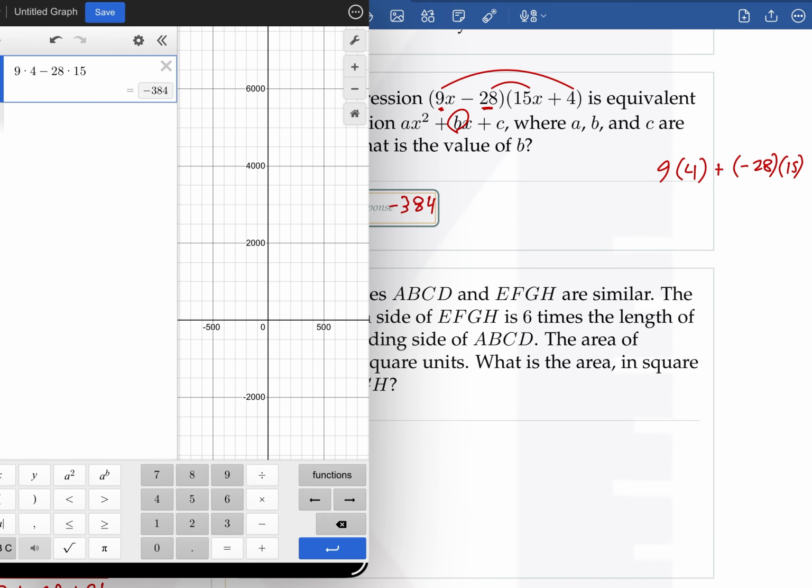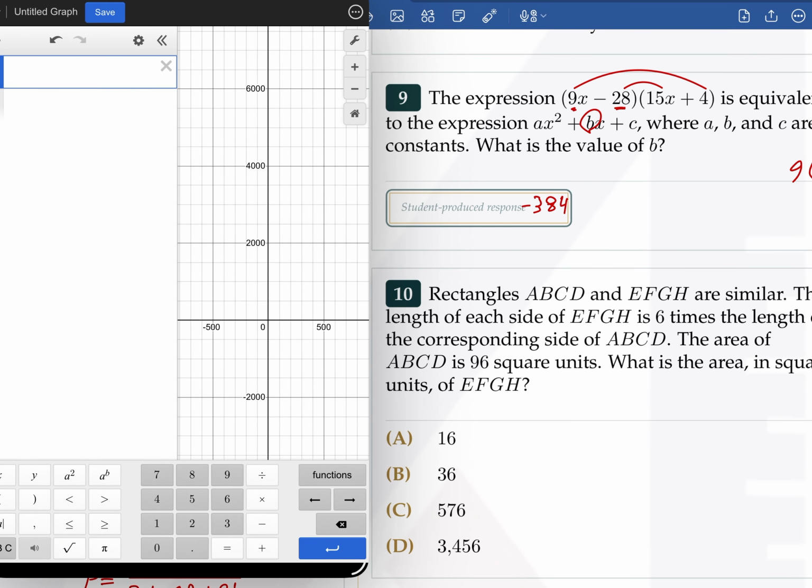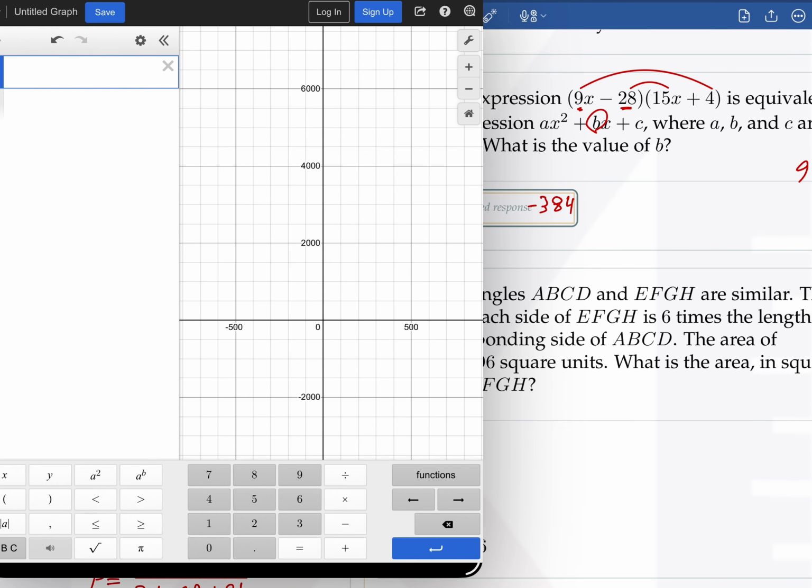Sometimes we can use Desmos in another way. You can write the expression as it is, like 9x minus 28 plus 15x plus 4 as a function. And then we consider the function is the same as ax squared plus bx plus c. And then the Desmos calculator can give us everything about a, b, and c. Let's try it together here.